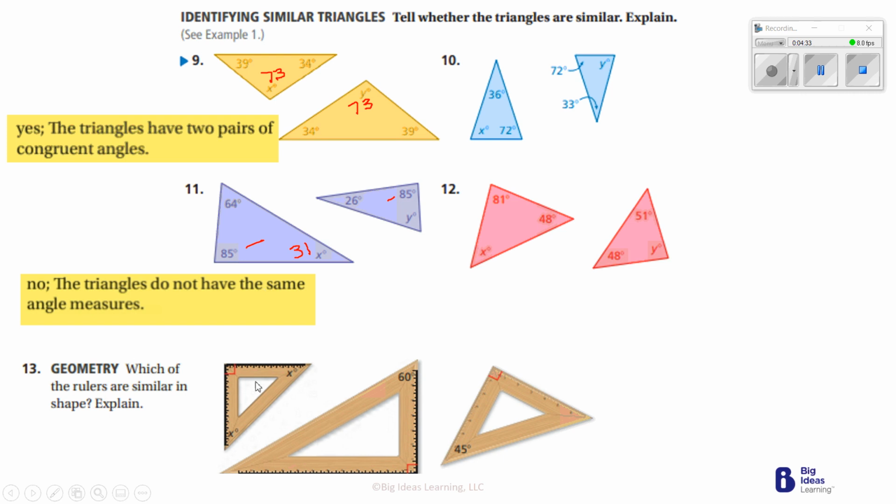I would say no, the triangles do not have the same angle measures. Next is number 13. Which of the rulers are similar in shape? Well, if we're talking similar in shape, we do have 2 of them with right angles, okay? Now, this one here has an X here and an X here, which means we're talking about an isosceles triangle. These 2 have to be identical. Not so much over here.